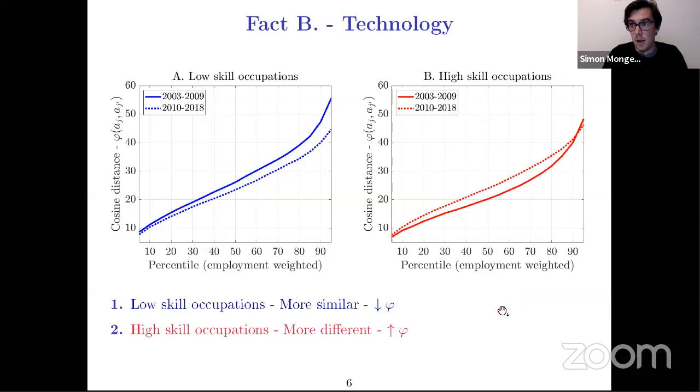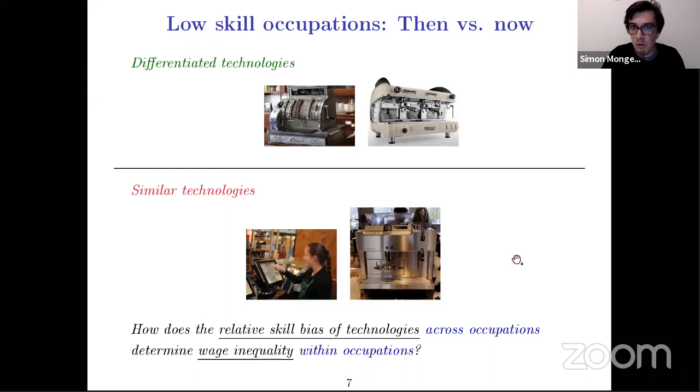Okay. So these are our two facts. Within occupation, we've had differential trends in wage inequality, and we've had differential trends in the similarity of jobs for low skill and high skill occupations. For low skill workers, pay is more similar and jobs are more similar, and the opposite for high skill occupations. So to fix ideas as I go into the model, I'm going to talk mostly about low skill occupations, but I can do the opposite for high skill occupations.